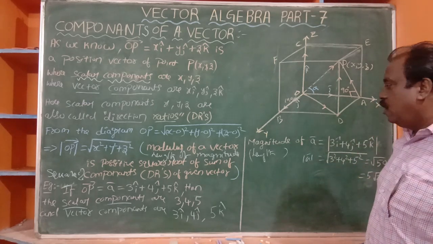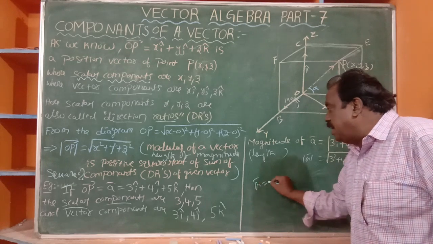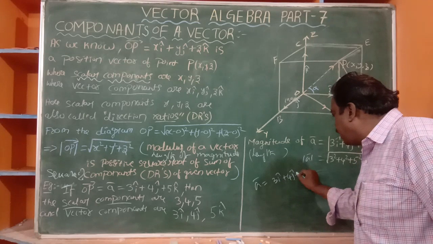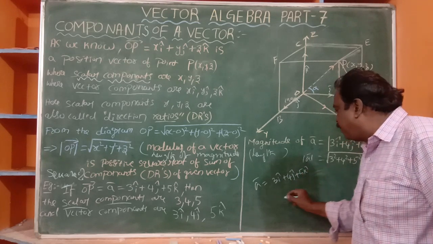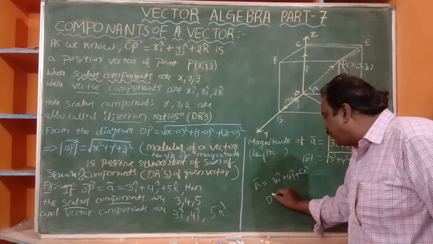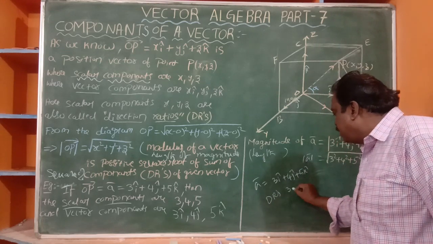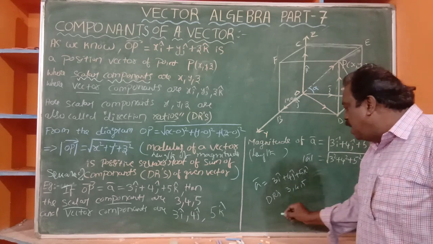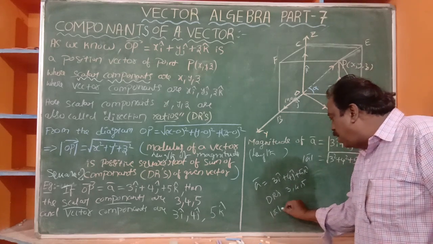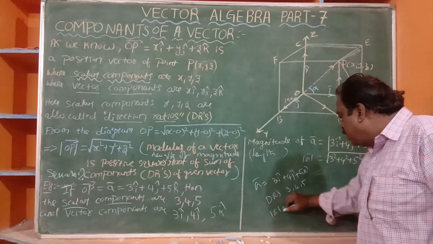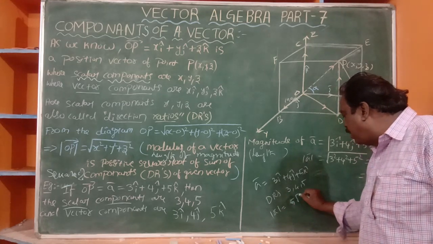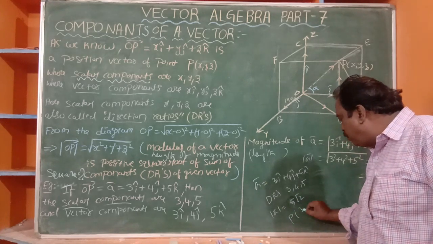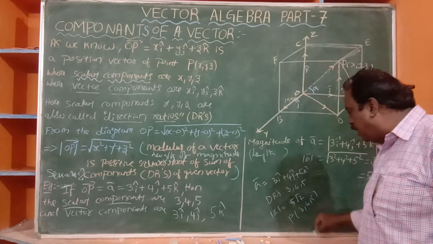Okay? So for a vector A bar, that is 3i cap plus 4j cap plus 5k cap, first, DRs. What are DRs? 3 comma 4 comma 5. And the modulus of A bar, we already solved, is 5 root 2. And what is the point? P is simply 3 comma 4 comma 5.